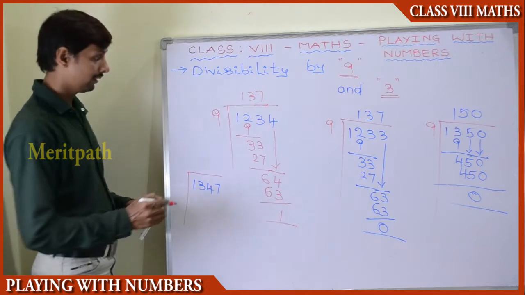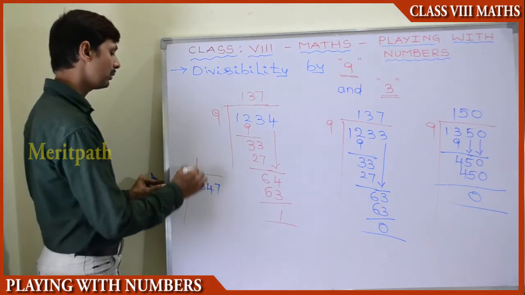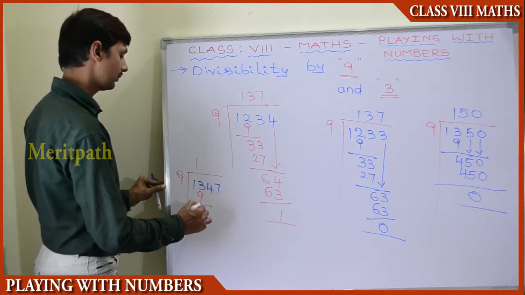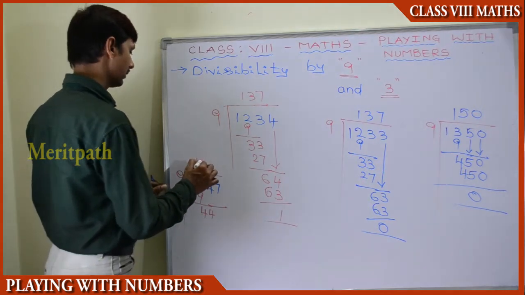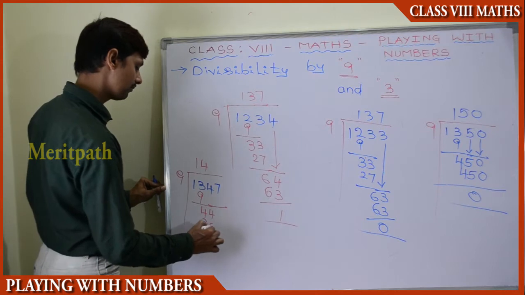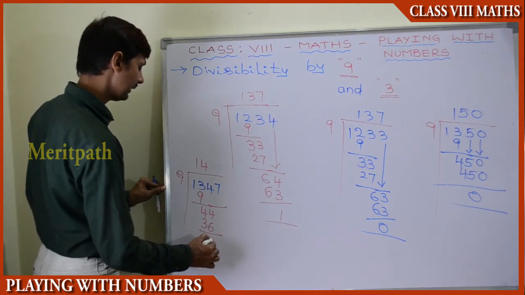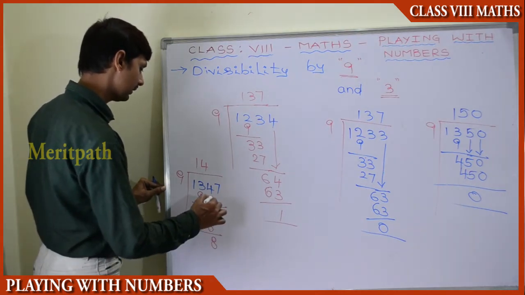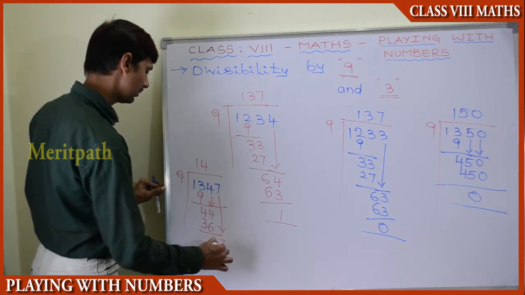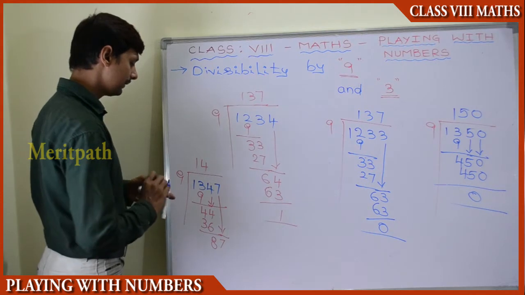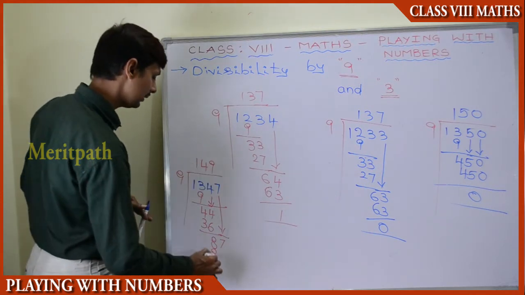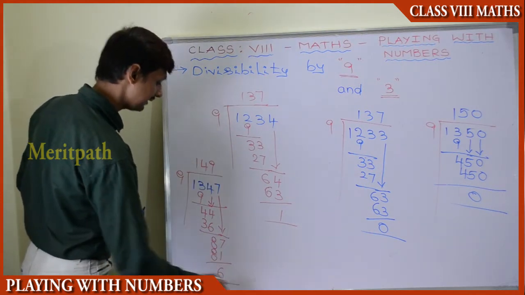Let's divide by 9. It is cancelled 1 time, so 9. So we get here 4, 44. So 4 9s are 36. Then we get 8. Let's take this as 7 here. So 9 9s are 81. 9 9s are 81. So we get here 6 as the remainder.